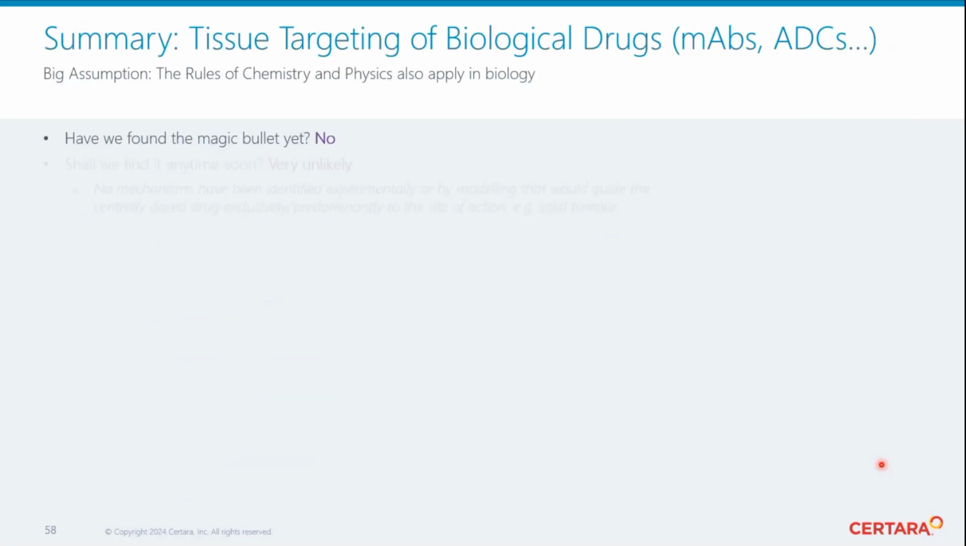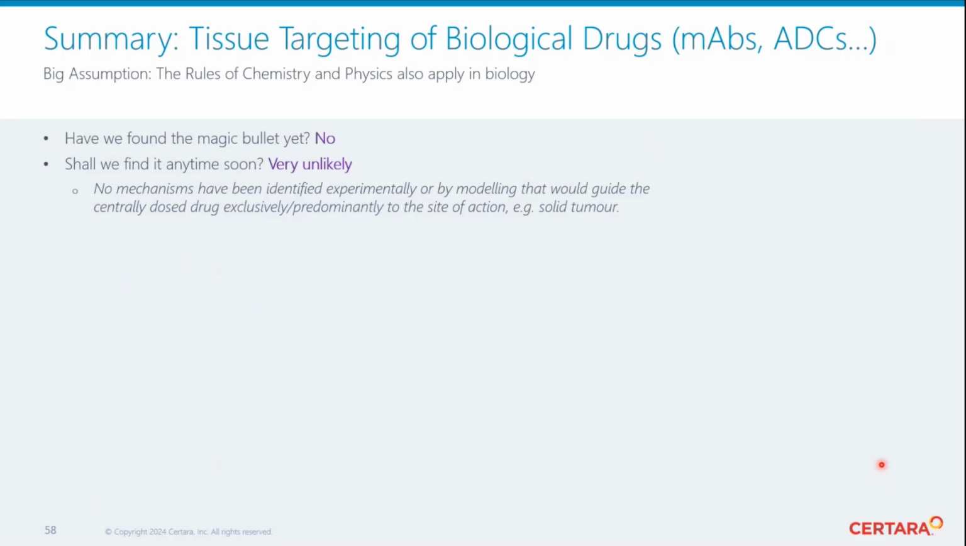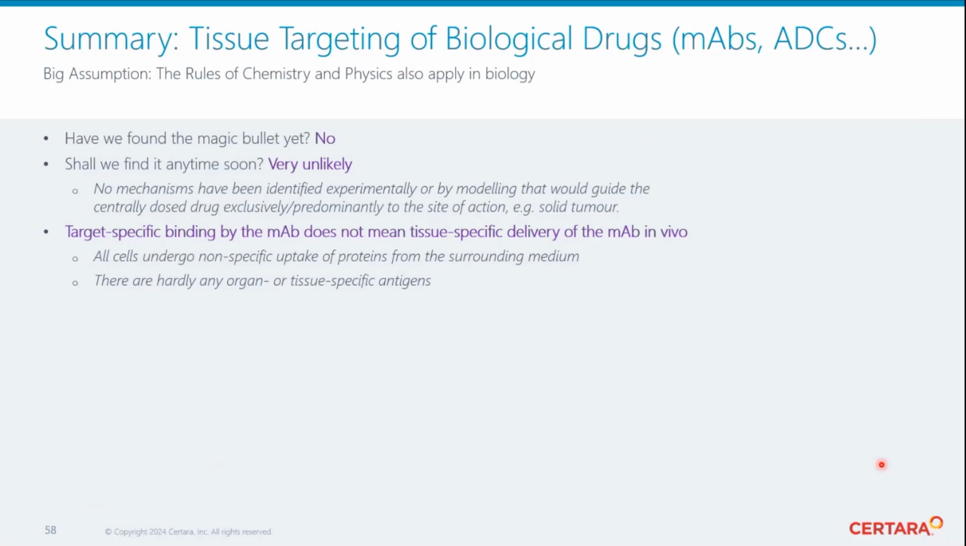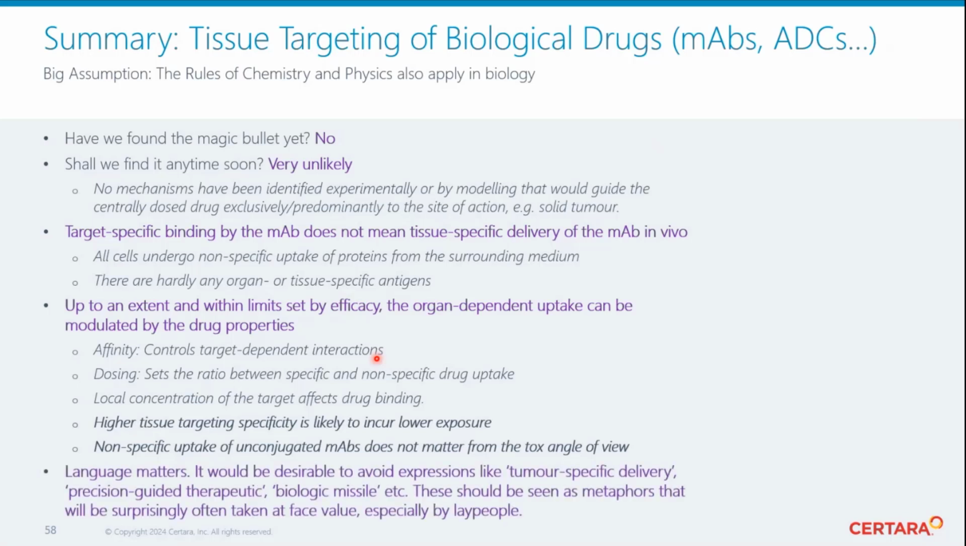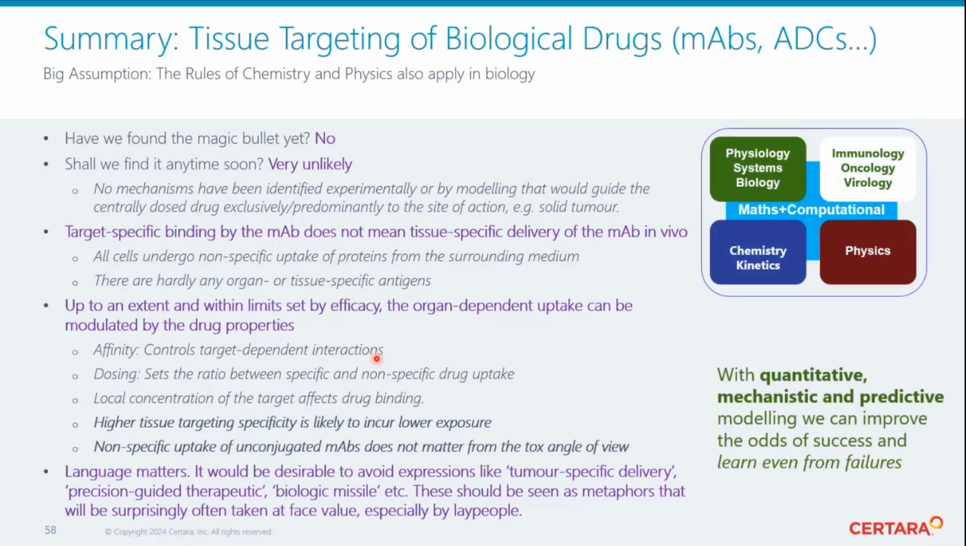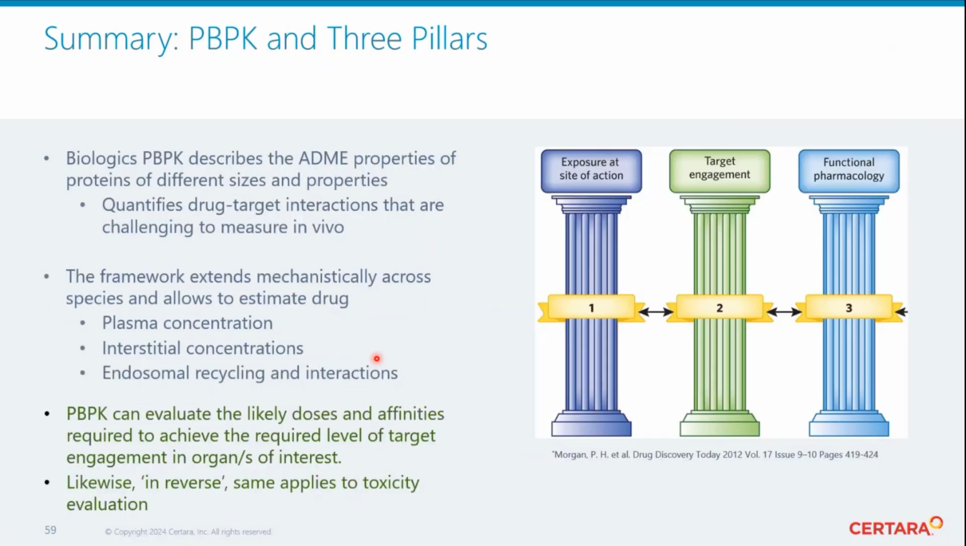So, have we found the magic bullet yet? I don't think so. Shall we find it anytime soon? I don't think so. The reason is that target-specific binding of antibodies in vitro doesn't mean tissue-specific delivery of antibody in vivo. But it's not entirely hopeless in the sense that up to a point, one can still vary the affinity of the antibody to maximize the drug taken up in the system. And that's where the modeling comes in.